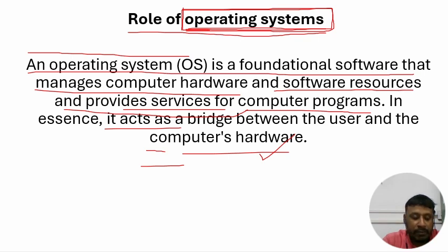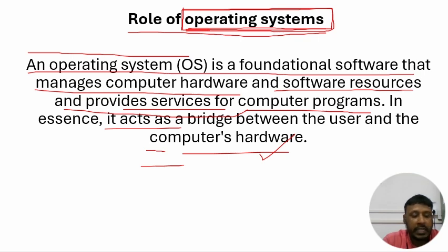Now, what are the different types of operating system? First of all, the batch operating system. In a batch operating system, the user does not connect directly with the operating system, so there is no direct interaction with the user. Jobs are collected and processed in batches. So it's not a single task, it is a bunch of tasks. This is the batch operating system.